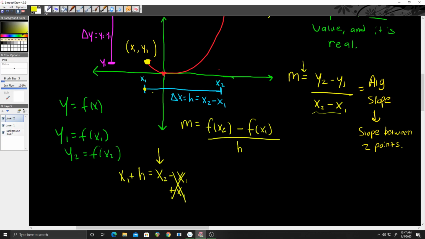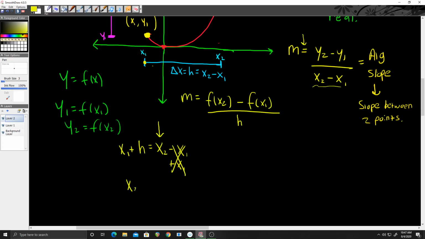So wherever I see x2, I'm going to replace it with x1 plus h. And so I'm going to do that here. So again, slope, m equals f of, well, there's x2. x2 is x1 plus h.